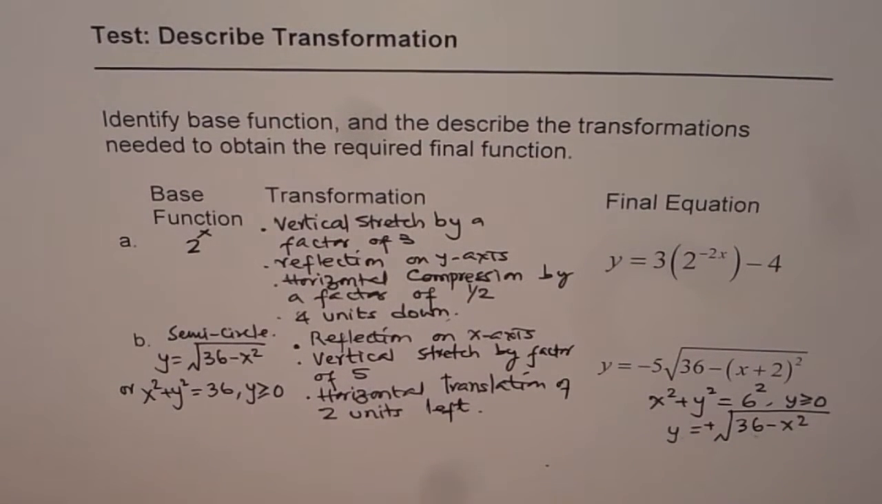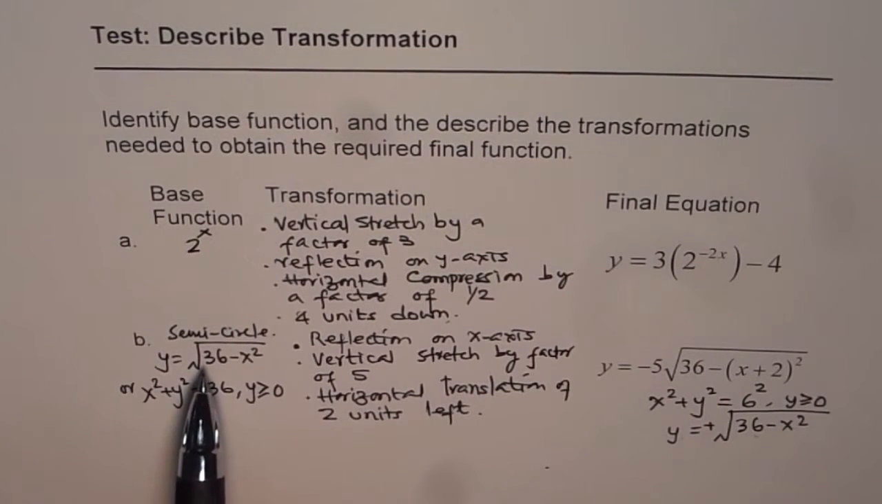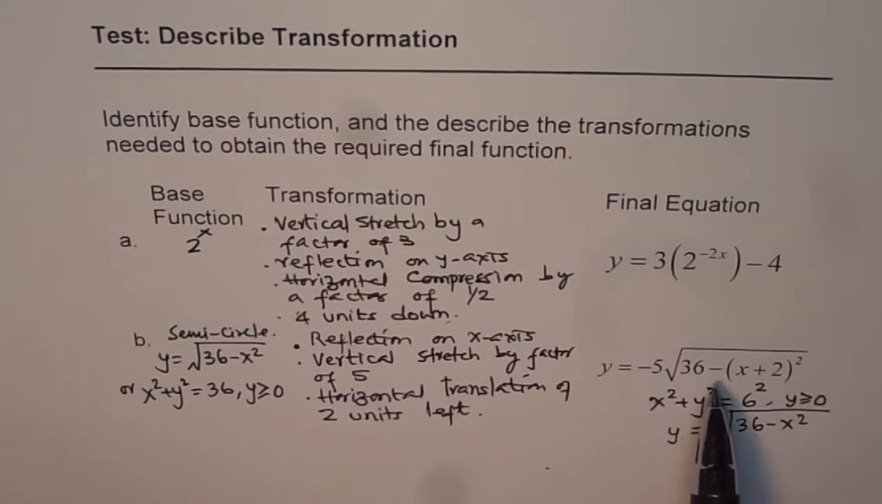So these are the transformations which are applied to the base function to get the image or the transformed function. Right? I hope that's absolutely clear, and that helps you to understand transformation in a better way. Thank you and all the best.